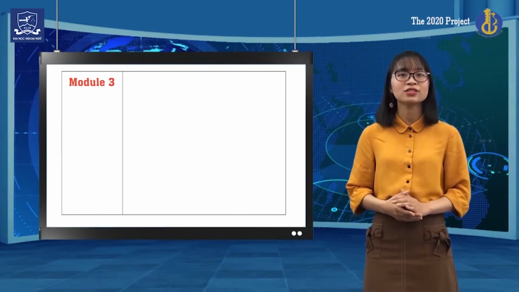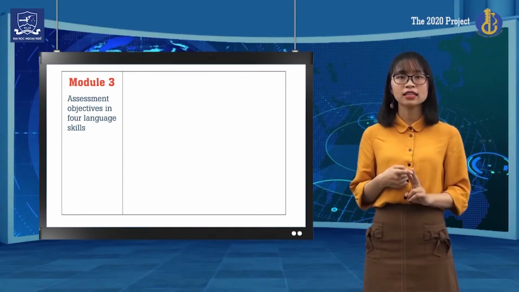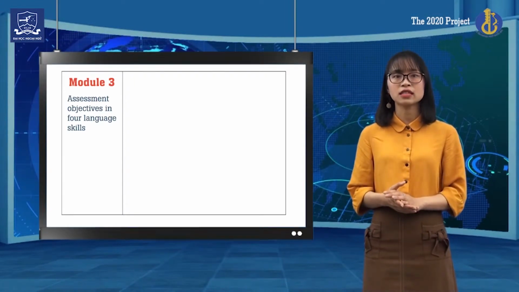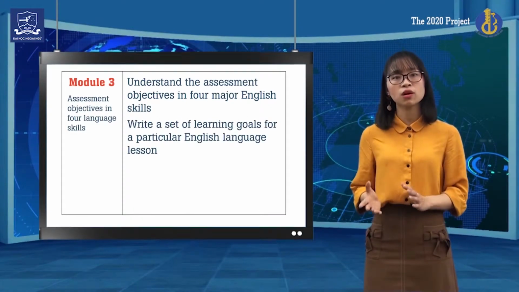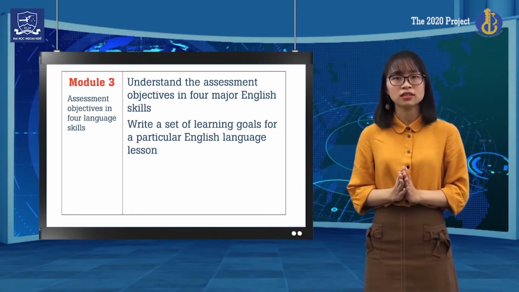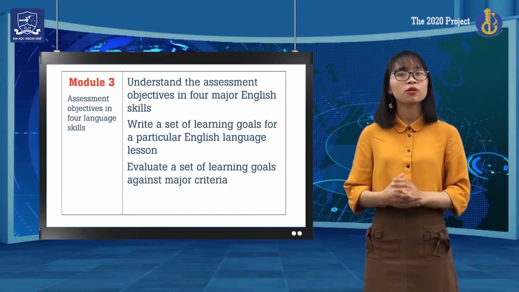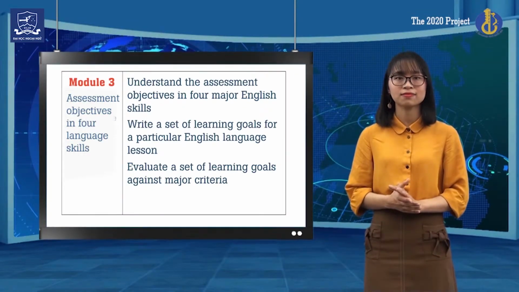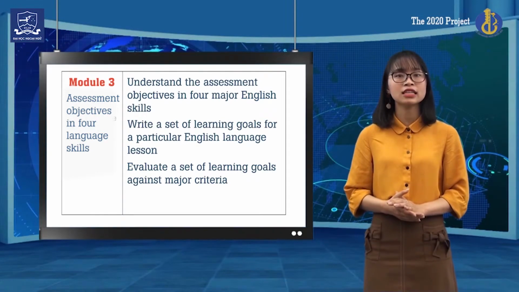Module 3 is about assessment objectives in 4 language skills, which are reading, writing, listening, and speaking. You have learned about the assessment objectives in 4 major English skills, as well as how to write a set of learning goals for a particular English language lesson. Major criteria to evaluate learning goals are also introduced. We hope that this knowledge has had practical application in your teaching context. It helps you to have a clearer view of the content of teaching and assessment.